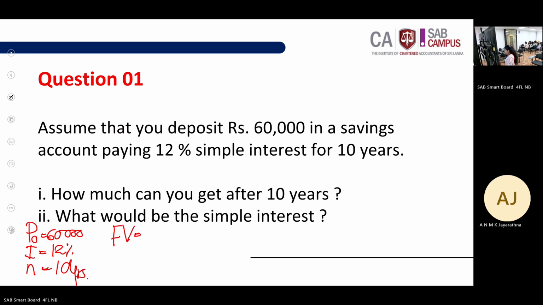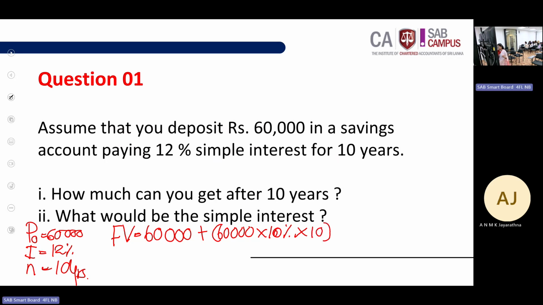Future value equals the simple interest plus the principal amount that you have invested. How can we calculate the simple interest? You have deposited 60,000, on which you are receiving 12% interest per annum, for how many years? 10 years. So how much can you get after 10 years?